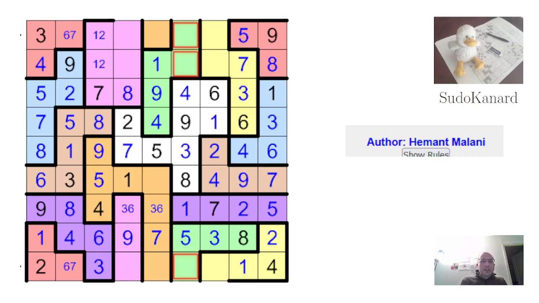This green region still needs 2, 6, and 7. So this is from 6, 7, this is from 2 and 6, this is from 2, 6, 7. This yellow region still needs 5, 8, and 9, so this is 8, this is 5, this is 9. This row still needs 8 and 5, so this is 5, this is 8.